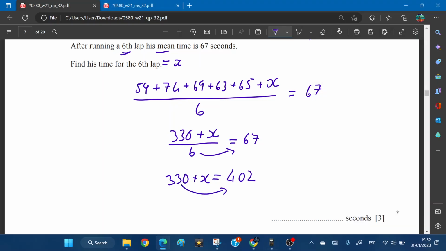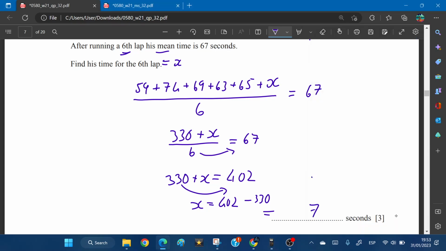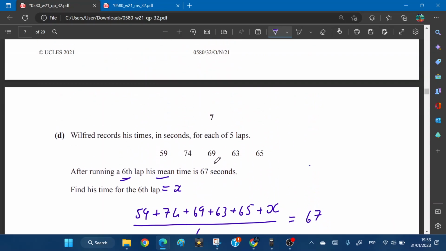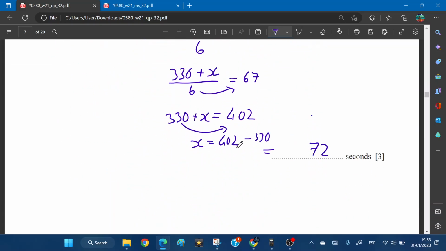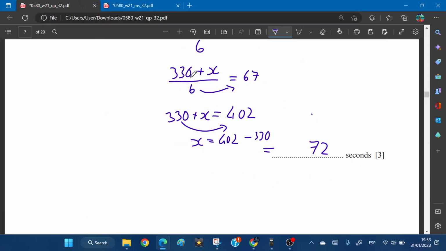Move that to the other side. So we subtract it. And that will give us the answer. So 402 minus 330, 72 seconds. Does that make sense? Yeah, because there was a 74 and the rest are all below it, so it's a reasonable answer. And it is correct, of course, that's what the mark scheme says.